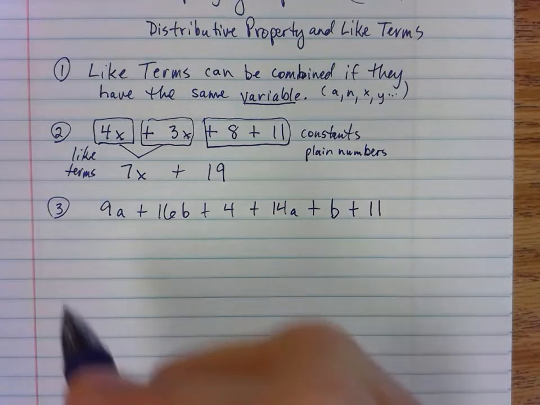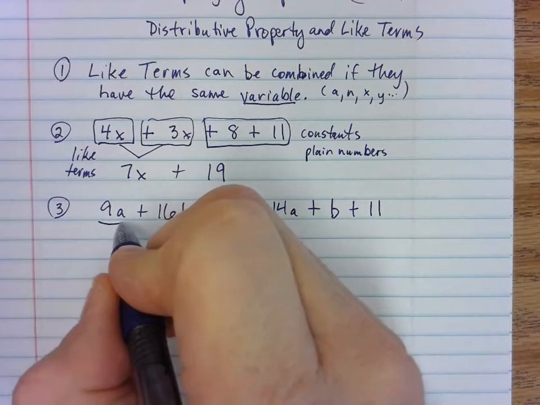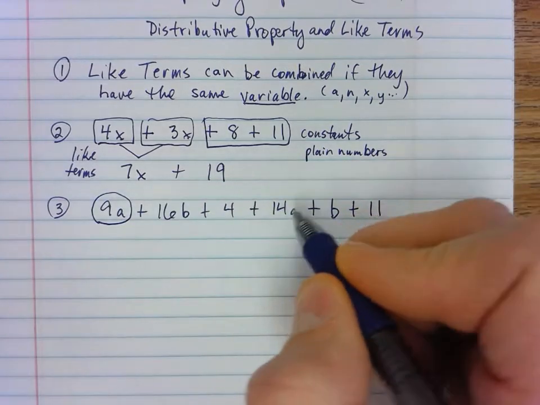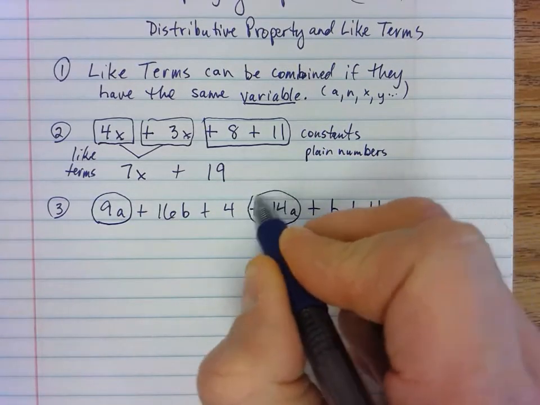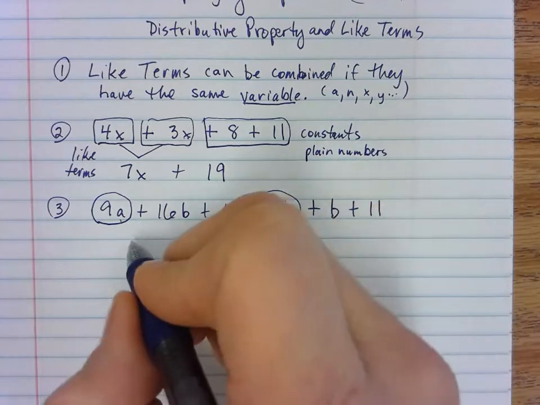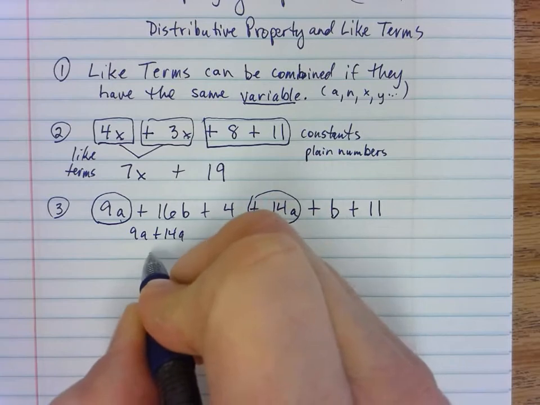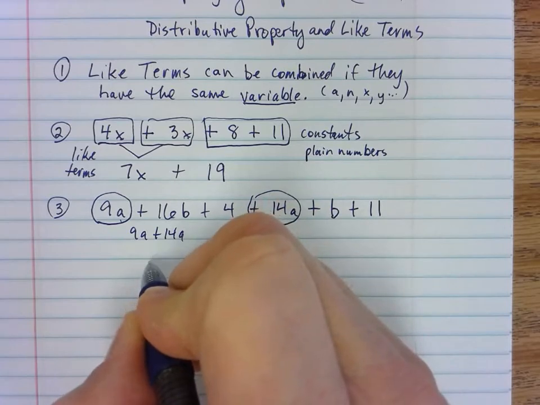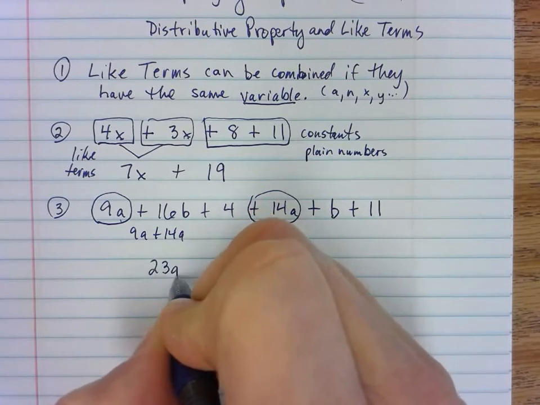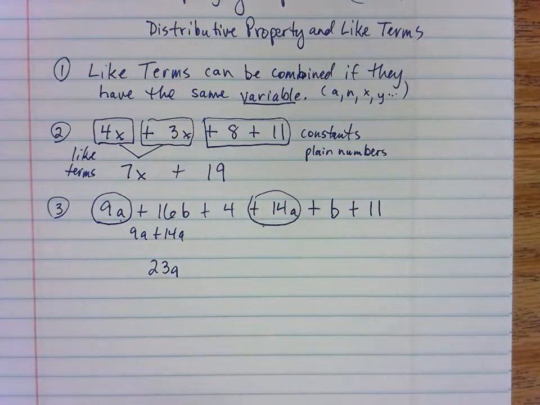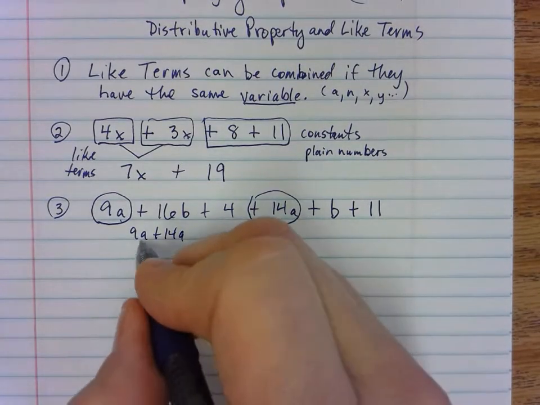Alright, so this time I'll circle the a's. I've got 9a plus 14a. I'll put those together. 9a plus 14a is going to give me 23a. So I'm putting those a's together, and they give me 23a.